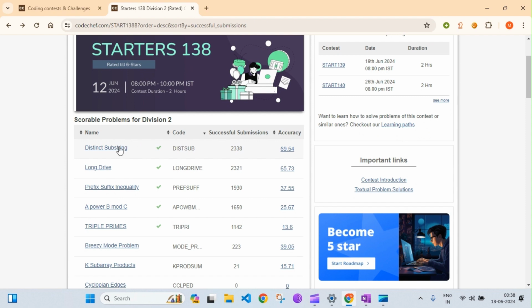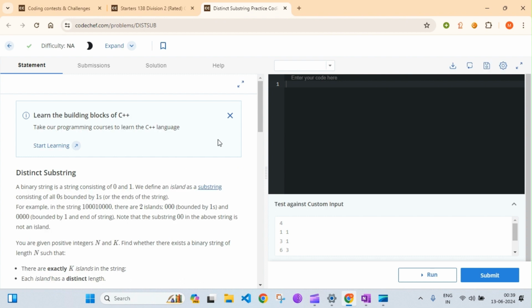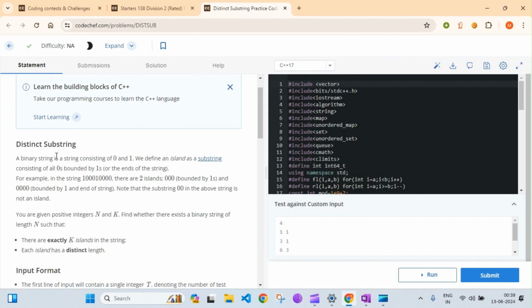So let's go with the first one, distinct substring. What does the problem say? A binary string is a string consisting of zeros and ones, and we define an island as a substring consisting of all zeros, either bounded by ones or by the ends of the string. What does it mean? You can see in this example, these zeros are bound by this one and this one, right? So this whole part is an island, and this part is also an island.